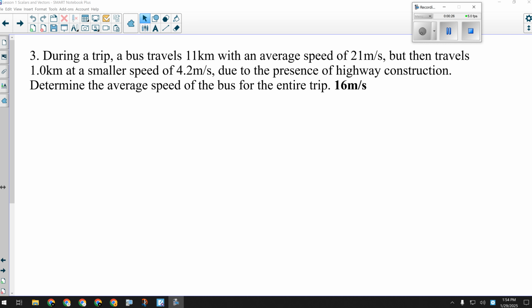Okay, so just quick review. Yesterday, we decided that the scalar quantities we're dealing with are distance and speed and time. All right, the vector quantities we're dealing with are displacement, velocity, and acceleration, which we haven't gone over yet. Okay, so here's the thing that I want to introduce or remind you of from Science 10.